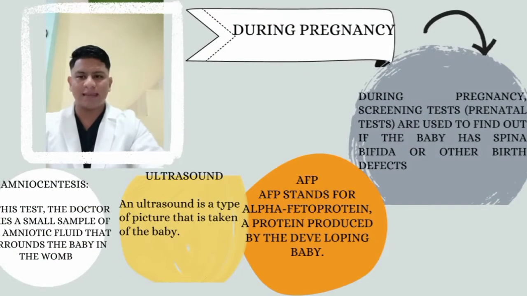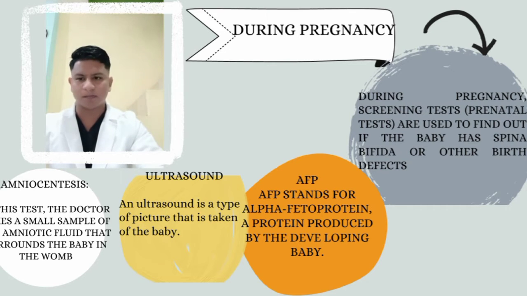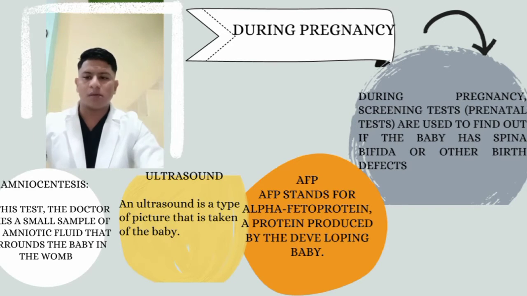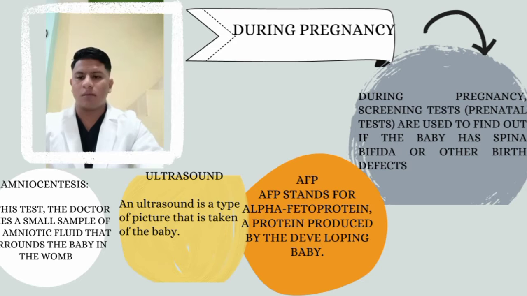During pregnancy, screening tests are used to check whether the baby has spina bifida or other birth defects. Tell your doctor if you have any questions or concerns about the prenatal tests. AFP stands for alpha-fetoprotein, a protein produced by the developing baby. The test measures how much AFP passes from the baby to the mother's blood. A higher level could indicate that the baby has spina bifida.